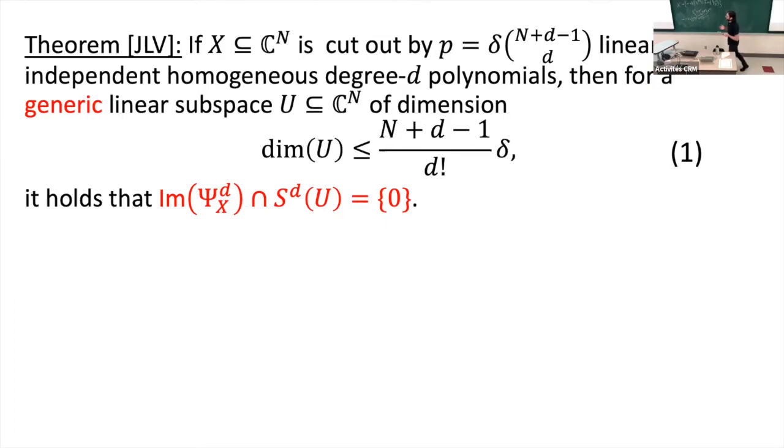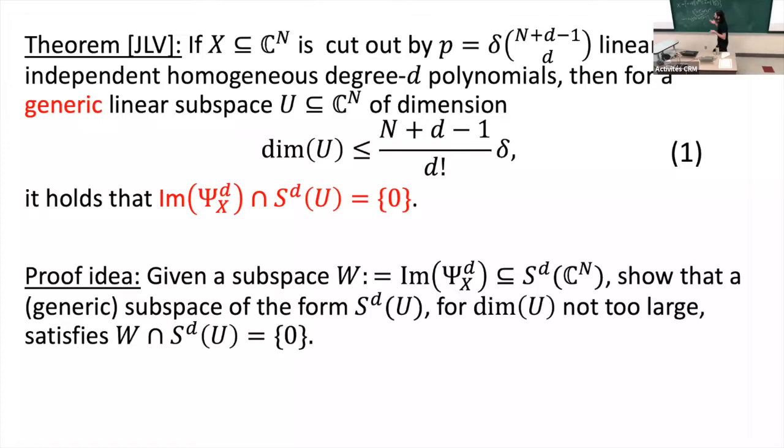Okay. So the idea is that it's now a kind of complicated linear algebra question. You're given some subspace. We even forget that it comes from a variety, just some subspace of symmetric space. We want to show that a generic subspace of the form SDU, for dimension of U not too large, satisfies this.